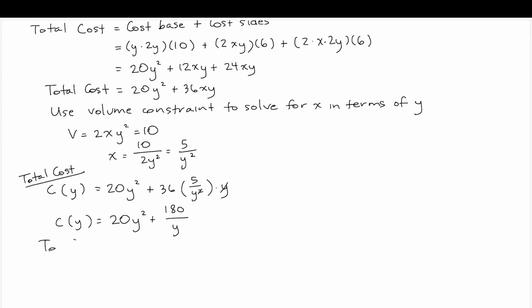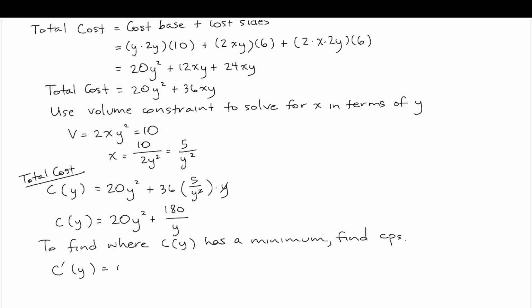So to find where C of y has a minimum, I'm going to find critical points or critical numbers. To do that, I find where the first derivative is 0 or undefined, and the first derivative is 40y minus 180 over y squared, using the shortcut rules.